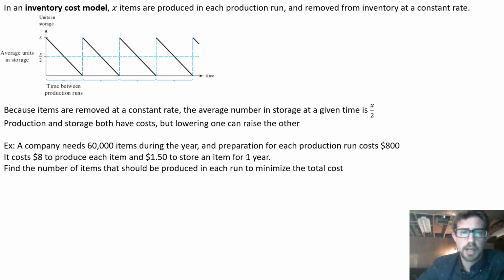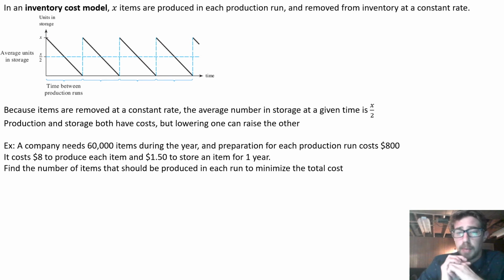Example. A company needs 60,000 items during the whole year, and preparation for each production run costs $800. So that's not even to produce the item, that's just a flat fee we have to pay to prepare for our production run. So whether that's paying your employees or costs so much to run the factory or whatever. So to produce one item costs $8, and to store an item for the full year costs $1.50. So everything that's sitting in storage is costing you $1.50 per year.